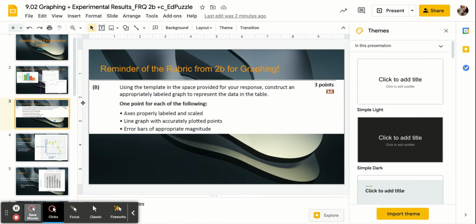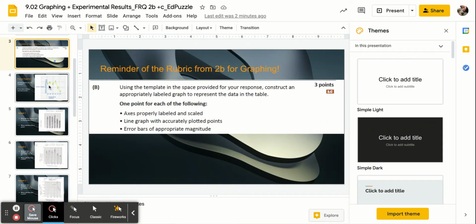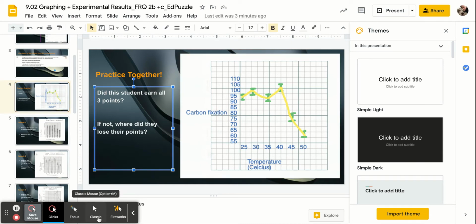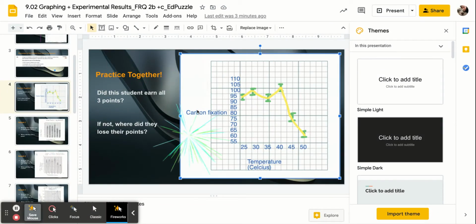Okay. Cool. So let's take a look at some examples and see if we can figure out where people lost points. So go ahead and throw this in. Did the student earn all 3 points? Okay, this student did not earn all 3 points, and they lost their points because carbon fixation doesn't have units.